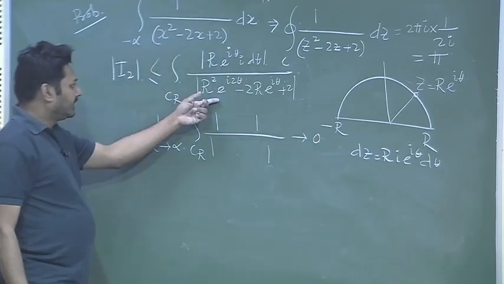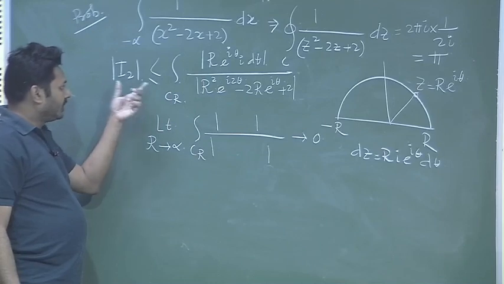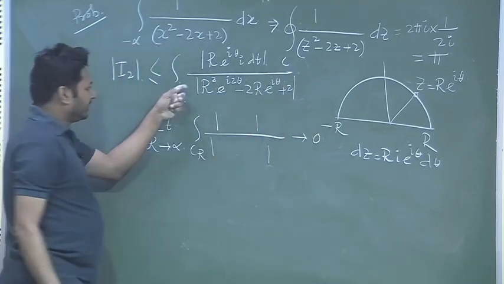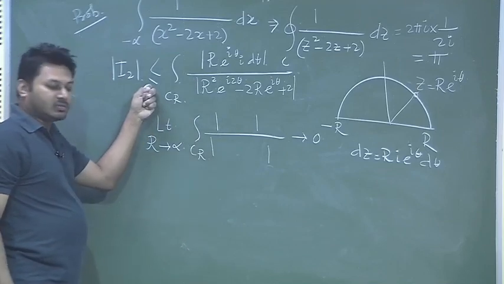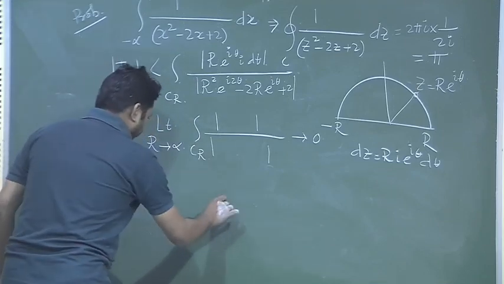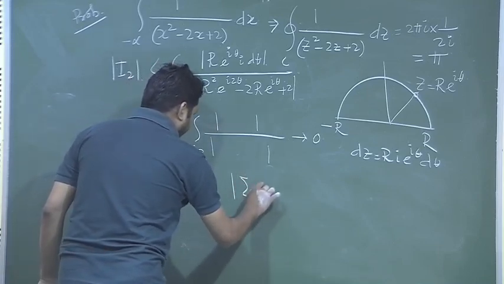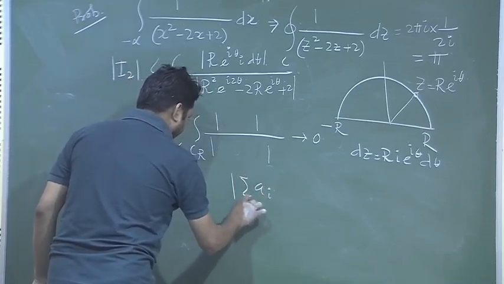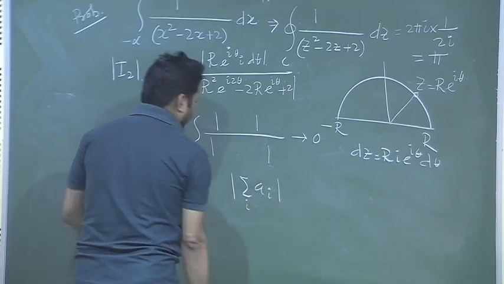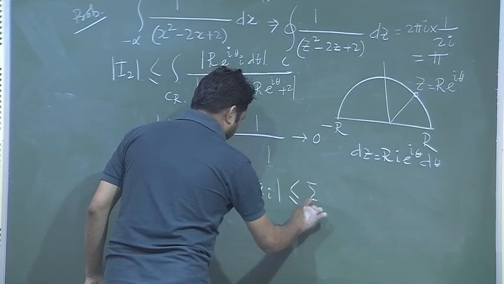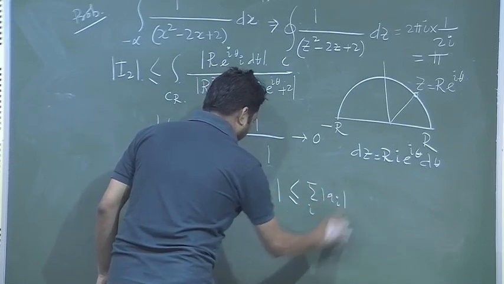So, the right hand side has mod. When I take mod, this mod will be outside the integration. When I put the mod inside, this quantity is obviously greater than this one, because this is always greater than or equal to this quantity.